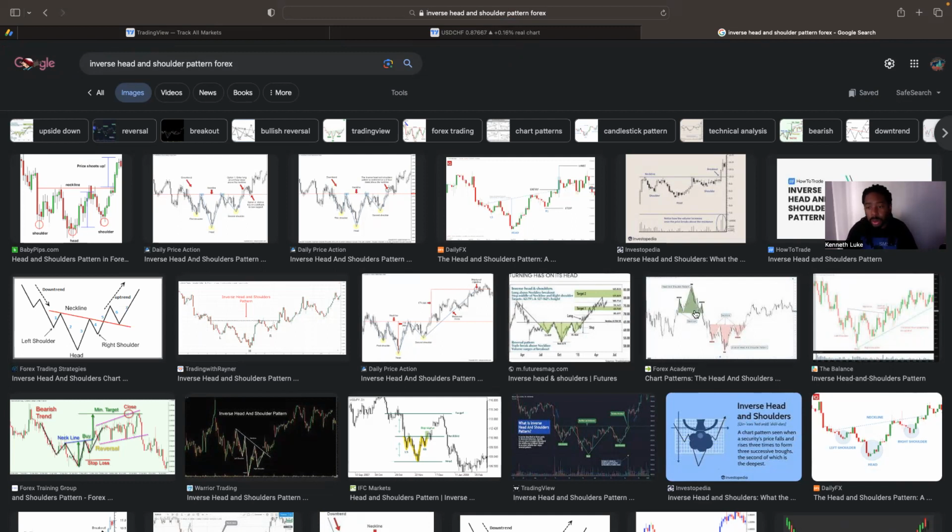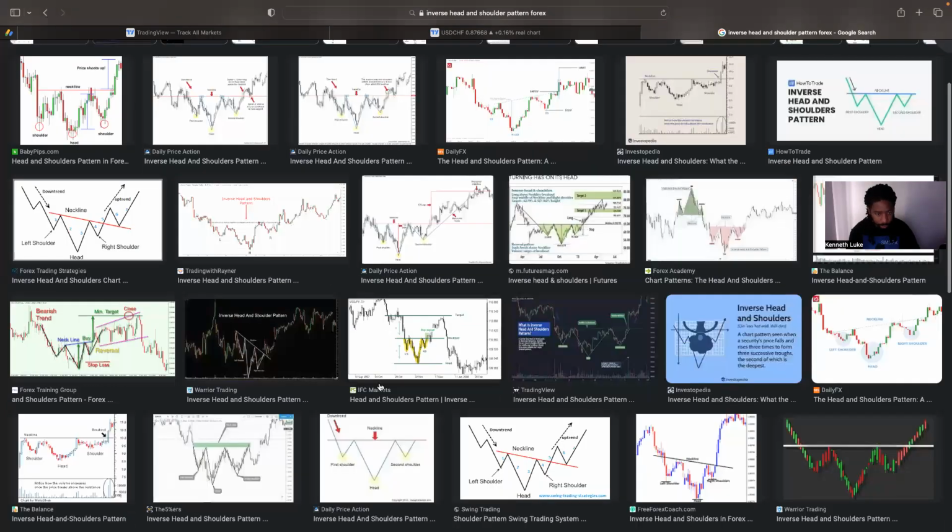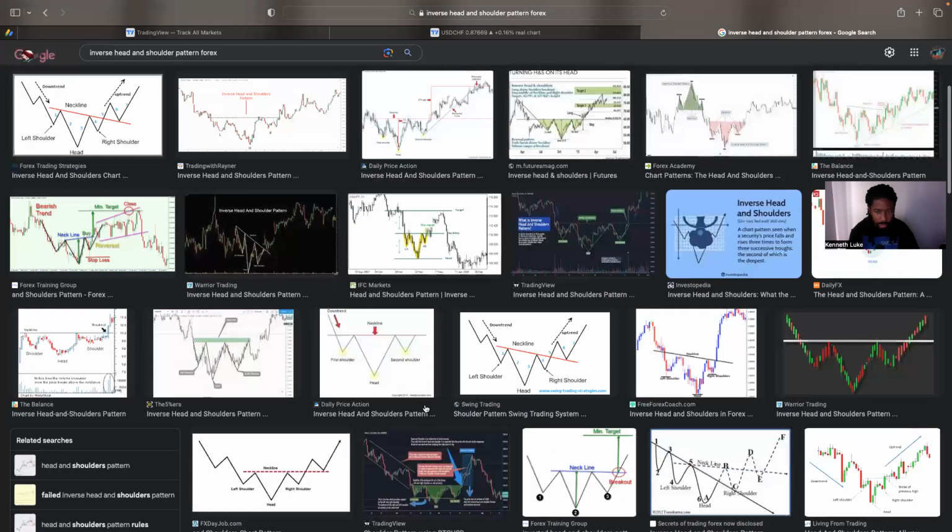Some people like to use, can't think of the word for it because it's literally useless. But some people like to use, what is it called? The butterfly, whatever it's called. Some people like to use that as far as the head and shoulders. But like I said, it's always going to be a left shoulder, right shoulder, and a head. Right? First shoulder, head, shoulder. Okay, you're familiar with them, understand them.